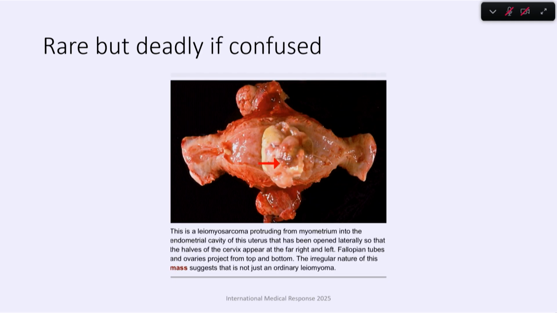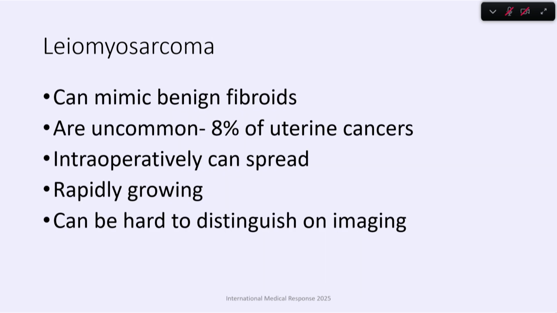A little bit about the leiomyosarcomas. They are a rare malignancy, but can be very deadly if they're just confused as normal myomas that are benign. So this is a leiomyosarcoma that is coming out of the myometrium into the cavity, and it's been opened, and you can see it has an irregular nature, and it's really on the final pathology that it'll be diagnosed as an actual cancer.